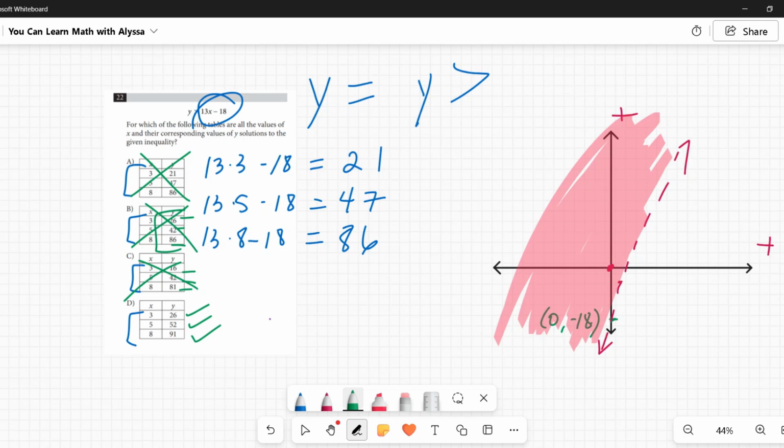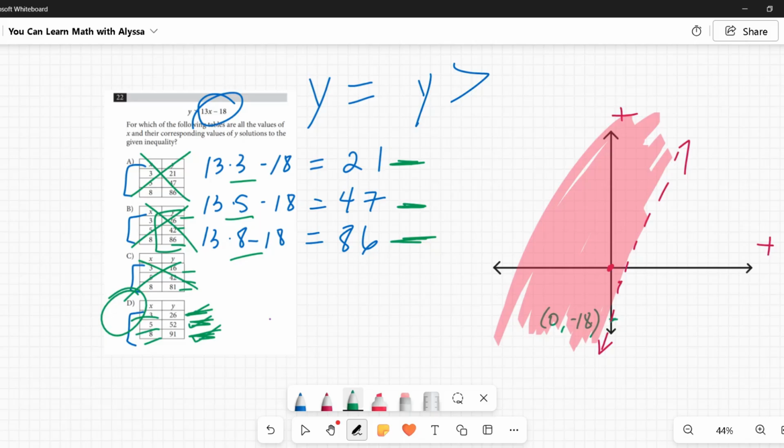And just to make sure we're on the same page, when I say is greater, I'm saying 26 is greater than 21, 52 is greater than 47, and 91 is greater than 86, because that's what corresponds to when I plugged in 3, 5, and 8. So D is my answer.